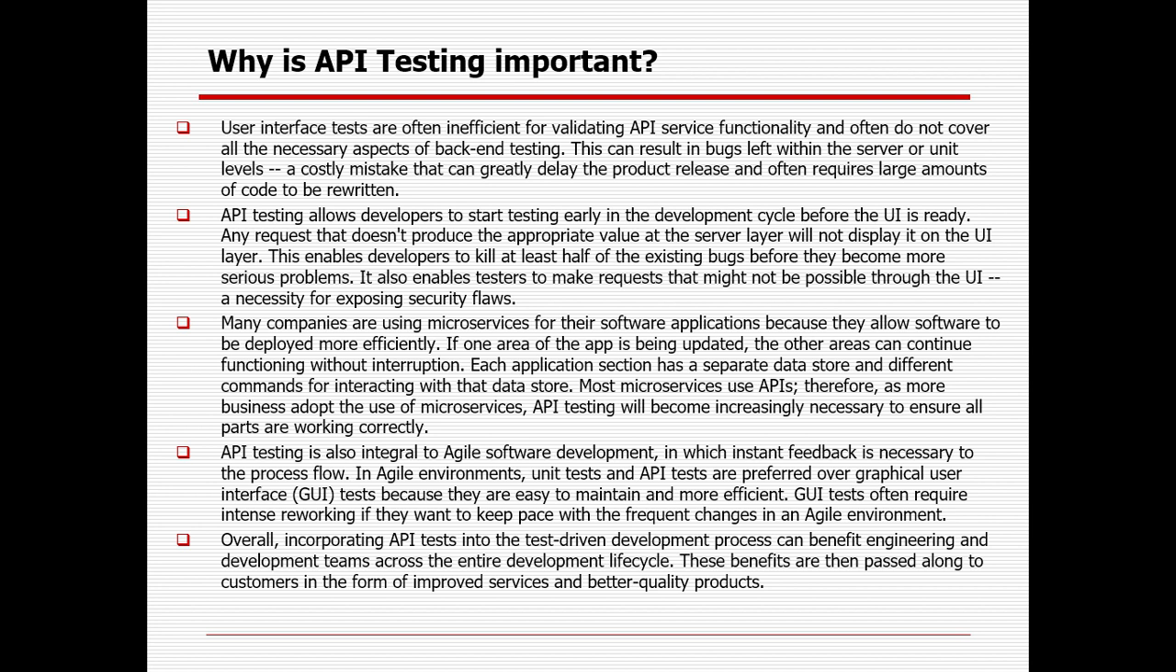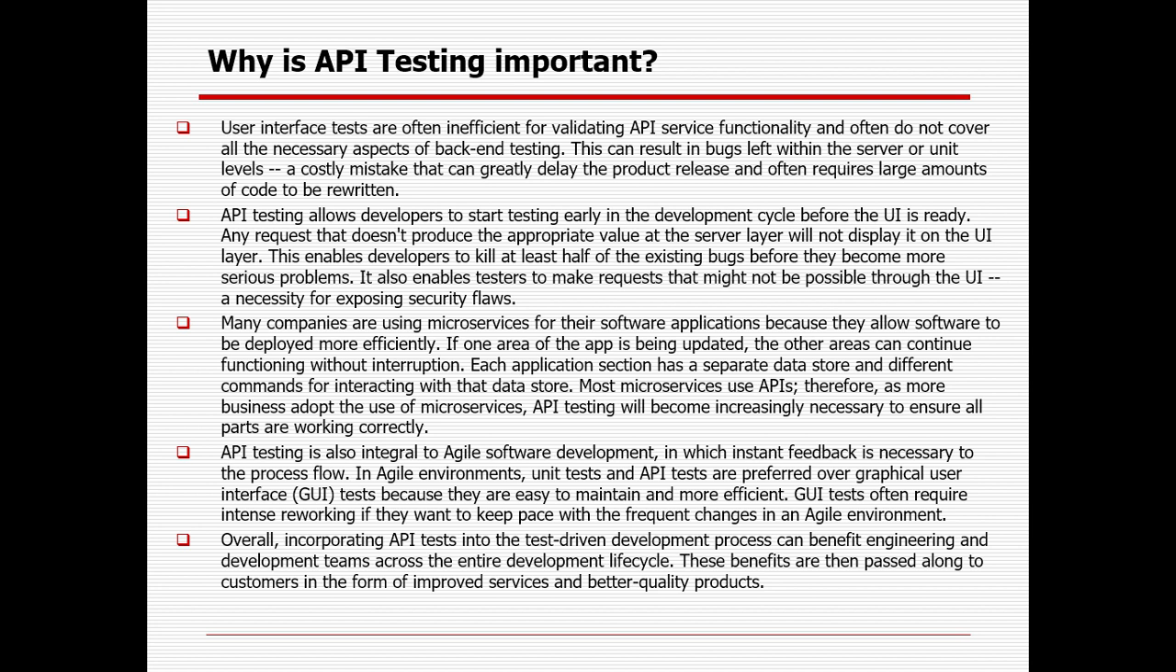API testing is also integral to agile software development, in which instant feedback is necessary to the process flow. In agile environments, unit tests and API tests are preferred over graphical user interface or GUI tests because they are easy to maintain and more efficient. GUI tests often require instant reworking if they want to keep pace with the frequent changes in an agile environment.